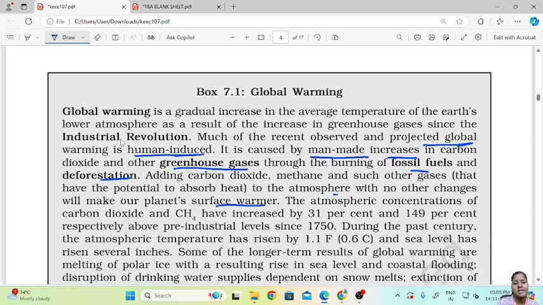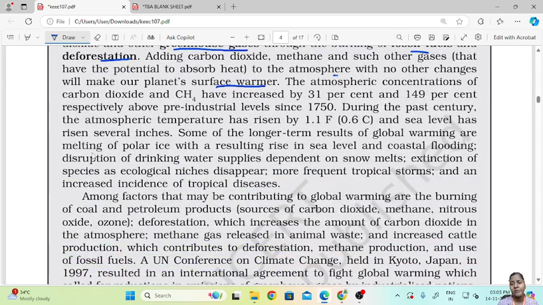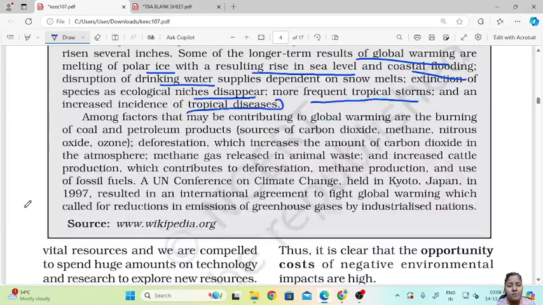So global warming is also rising, and some of the longer term results of global warming are melting of polar ice with a resulting rise in sea level, coastal flooding, disruption of drinking water supply dependent on snow melts, extinction of species as ecological niches disappear, more frequent tropical storms, and an increased incidence of tropical disease. Among factors that may be contributing to global warming are the burning of coal and petroleum products, and deforestation, which increases the amount of carbon dioxide. These are some of the reasons why global warming is happening.